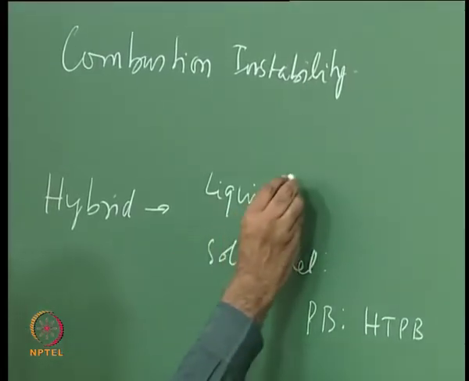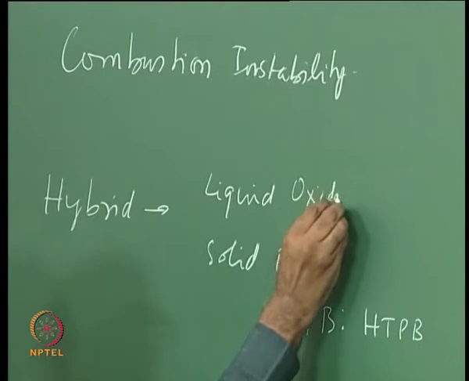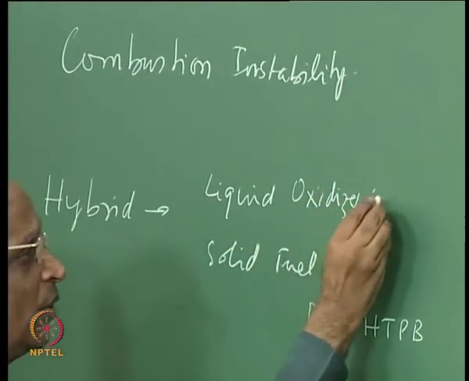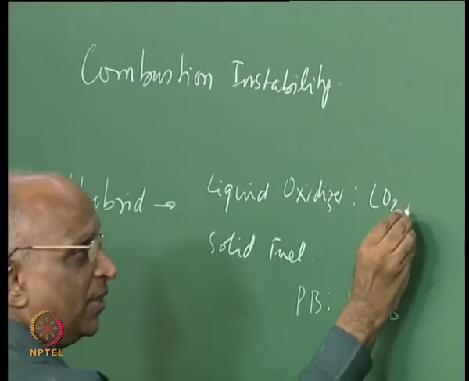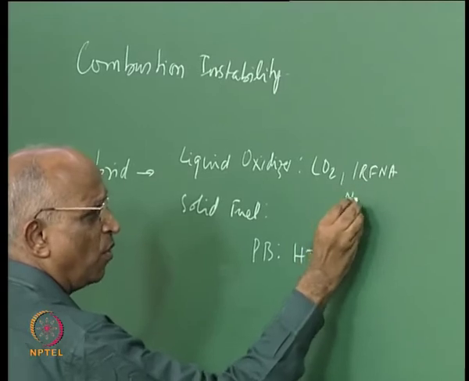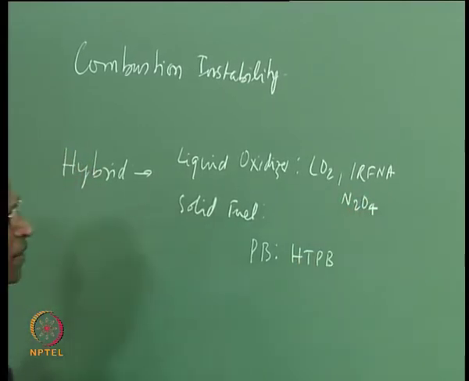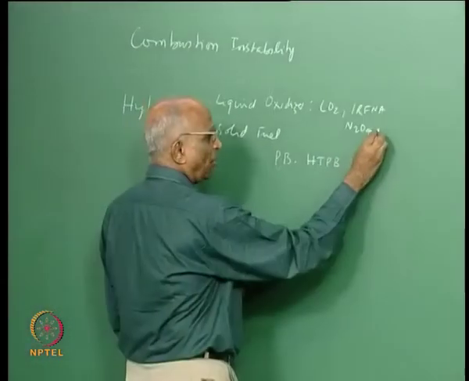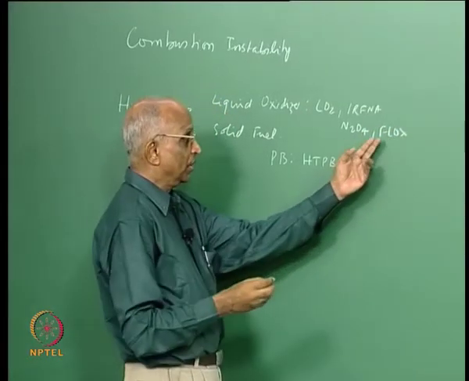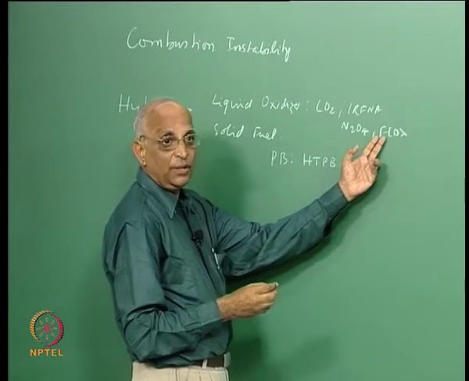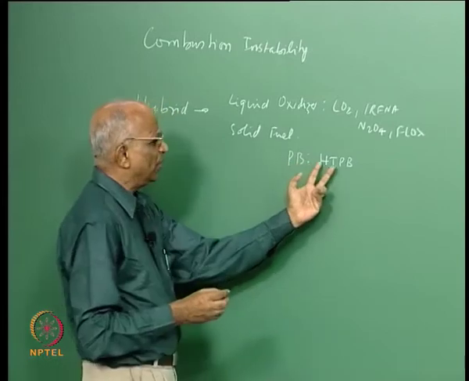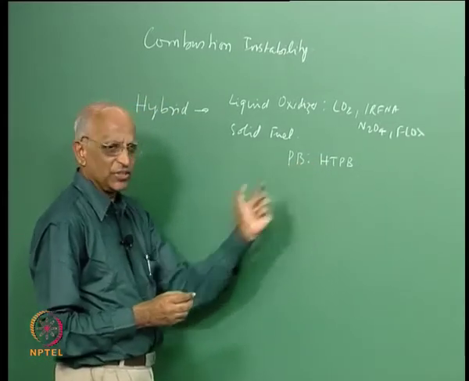The liquid oxidizers which are used could be anything: liquid oxygen, nitric acid, inhibited red fuming nitric acid, or N2O4. We also talked about FLOX, liquid oxygen in which fluorine was added to make it more powerful. These are the liquid oxidizers, but the solid fuel is essentially polybutadiene, which is HTPB.